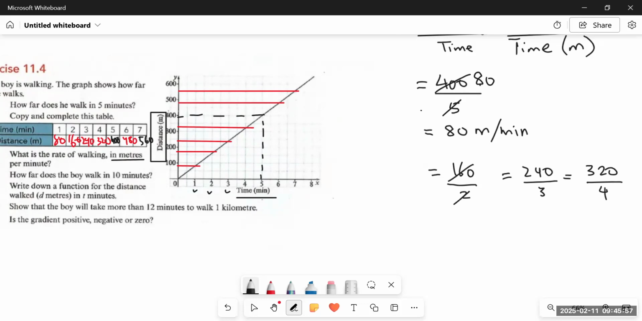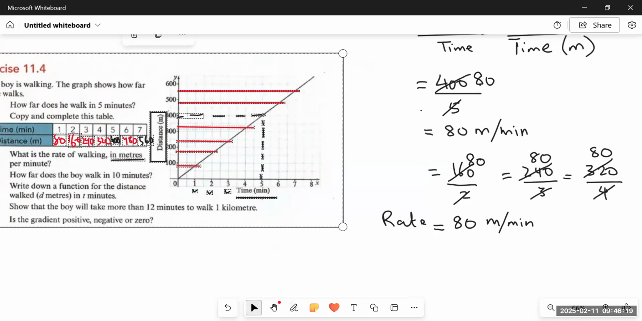2 ones are 2, 2 eights are 16 and 0, 3 ones are 3, 3 eights are 24 and 0, 4 ones are 4, 4 eights are 32 and 0. So you see, in every case, we are getting the same answer, that is 80 meters per minute. This is what rate is all about, and this is how we calculate the rate.